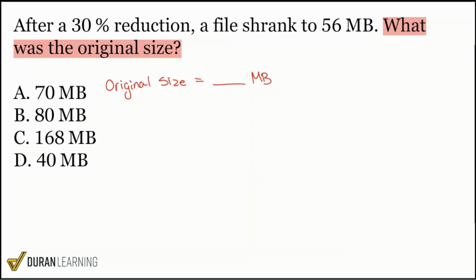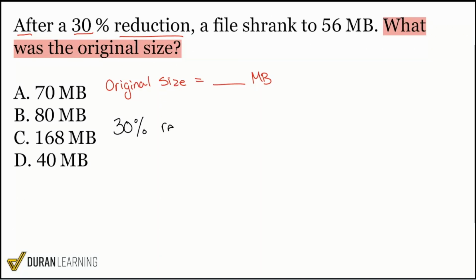So we have that. And now the next thing I'm going to look at is the information I'm given. If you take the moment on this next step to identify your information properly, you're going to see why the wrong answer is C. I'll show you right now. Here we go. It says, after a 30% reduction, okay, let me write that down.